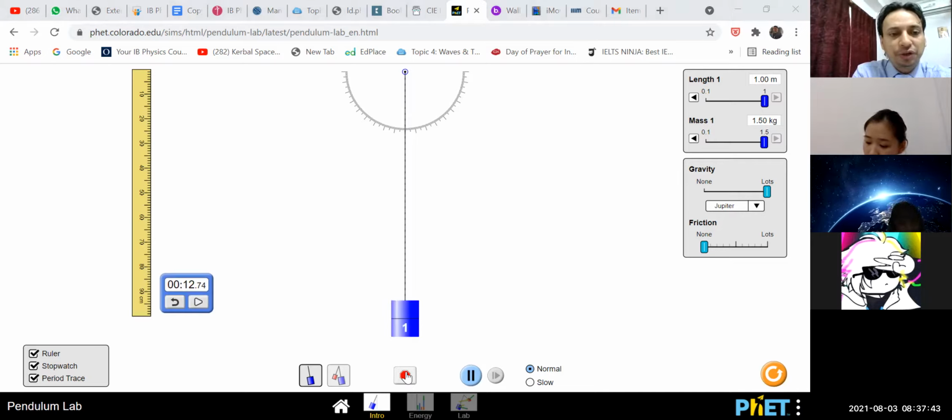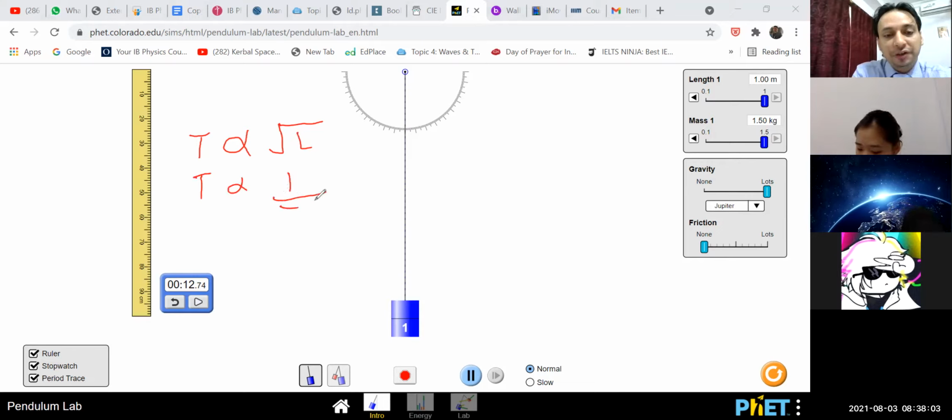2 minutes left for this meeting. You may note down a very famous equation given by the scientists: the time period of a simple pendulum is directly proportional to the square root of the length, and the time period is inversely proportional to the square root of the gravity, the acceleration due to gravity of that particular planet.